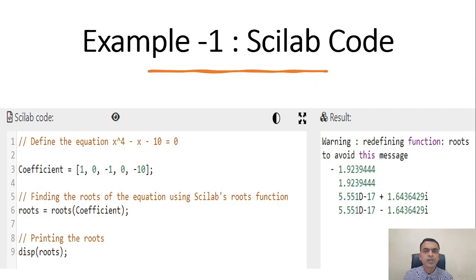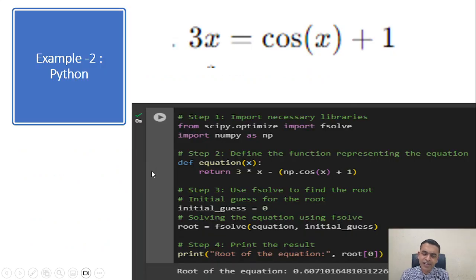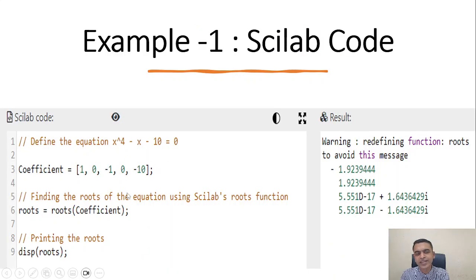The same problem we are now going to solve using Scilab. Very similar. Here we have the equation x raised to 4 minus x minus 10 is equal to 0. Then here is the coefficient matrix. Look at this, x raised to 3 is not there, x raised to 2 is not there, and x is there, and here looks like there is some mistake. Anyway, we will go to the next problem now. The coefficient matrix is slightly mistaken here, so accordingly the problem is also solved in a wrong way.